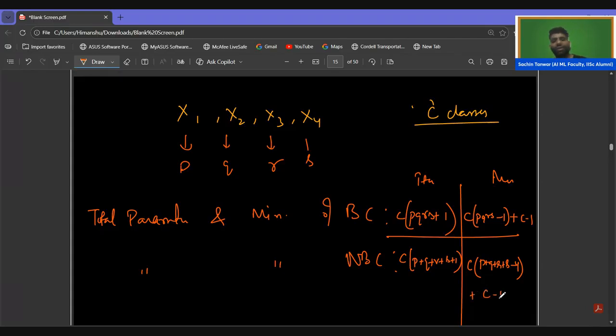I hope I'm clear. This way you can generalize it to any case if you want to take it up. This is the total number of parameters which we will be requiring to estimate what we need. I hope I'm clear. This was the overall idea of the Bayes classifier. So this is one of the ways, the number of parameters.